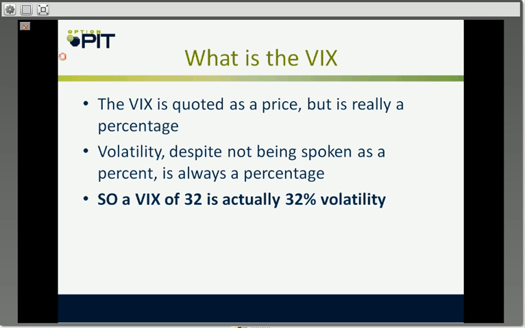Typically, a 1% move in the SPX should affect the VIX plus or minus 6 to 7%. So if the S&Ps are up 1%, the VIX should be down 6.2% or so. And vice versa, if the S&Ps are down, the VIX should be up.